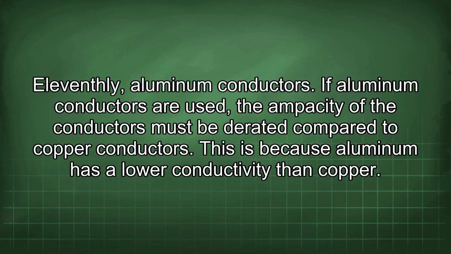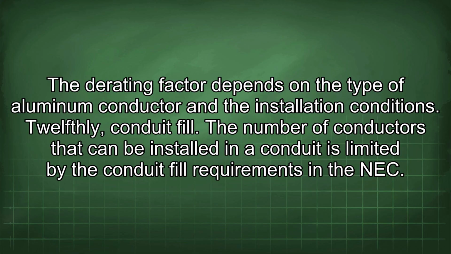11thly, aluminum conductors. If aluminum conductors are used, the ampacity of the conductors must be derated compared to copper conductors. This is because aluminum has a lower conductivity than copper. The derating factor depends on the type of aluminum conductor and the installation conditions.